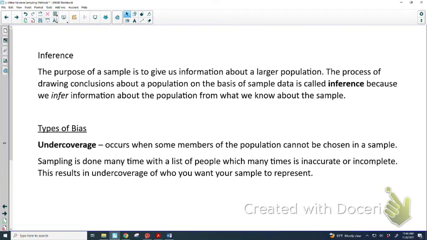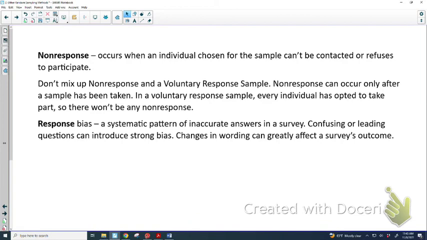In this scenario, it is impossible for some to participate. I'm just trying to give you another way of looking at it. So if the way you're conducting your sample makes it so that some part of your population can't participate, then that's undercoverage. I think you already know what non-response is. People refuse to participate.